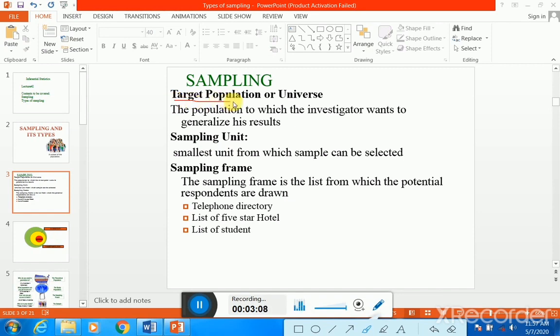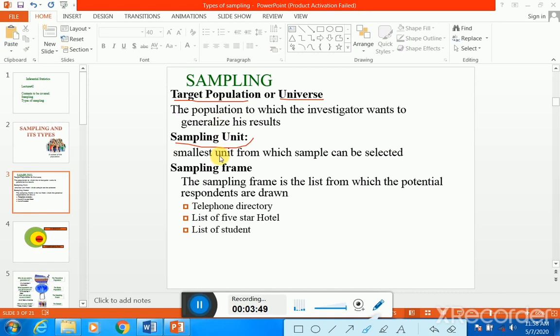Number one, target population or universe. What is target population? Simply stated, the population to which the investigator wants to generalize the results. The aggregate population, the selected population, the overall population, that is simply known as your target population. Then we have the sampling unit. What is a sampling unit? The smallest unit, element, or subject from which a sample can be selected. For example, the tiny part from which we can select our sample is known as our sampling unit.